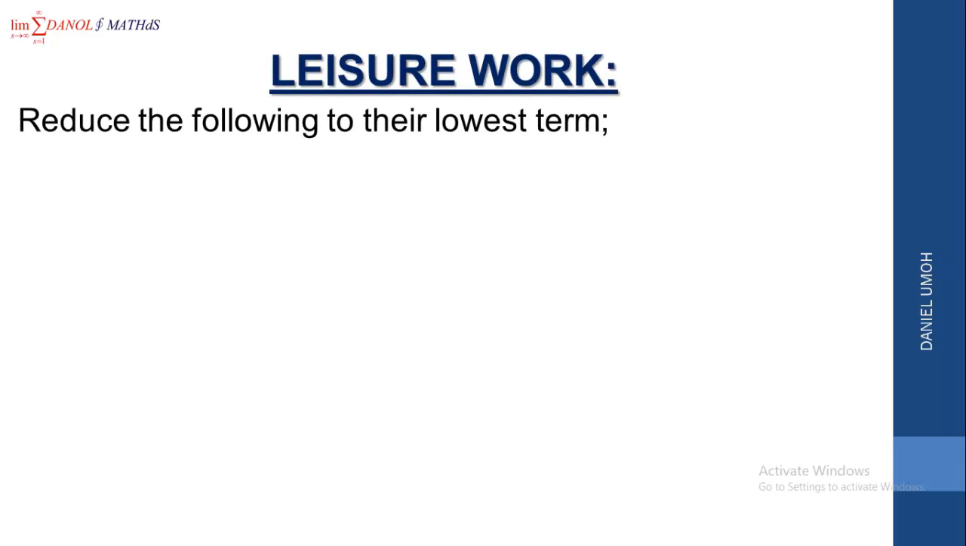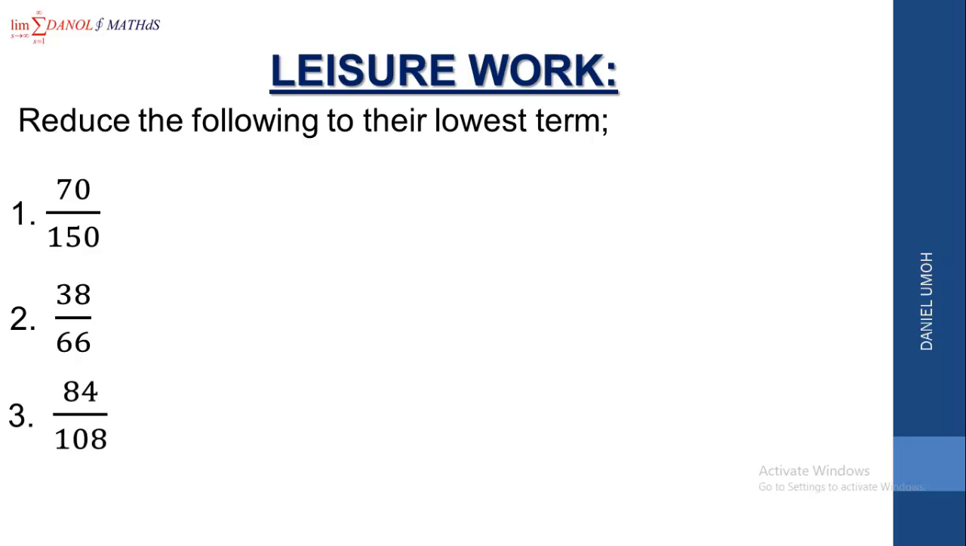Okay, let's give you something to play with. Reduce the following to their lowest term. That's the question. Number 1, 70 over 150. Number 2, 38 over 66. Number 3, 84 over 108. Number 4, 28 over 20. Number 5, 12 over 15. Number 6, minus 24 over 30.